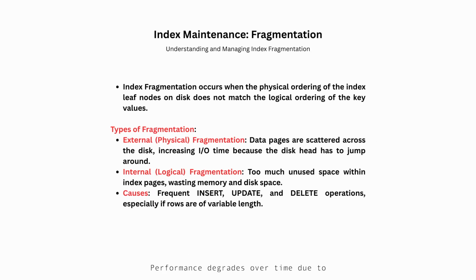Performance degrades over time due to fragmentation. External fragmentation happens when the logical order of the index doesn't match the physical order on the disk. This forces the disk head to jump around to read sequential data, killing I/O. Internal fragmentation occurs when index pages have too much empty space, wasting memory. You must schedule maintenance, use reorganize for light fragmentation, and rebuild for heavy fragmentation, which may lock the table, to restore the physical order of the data.